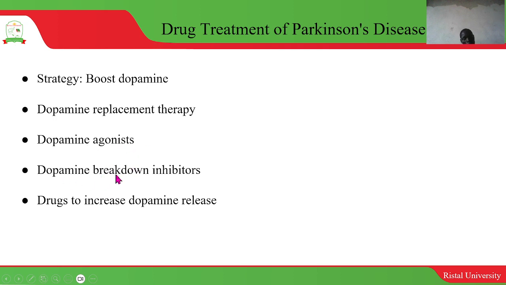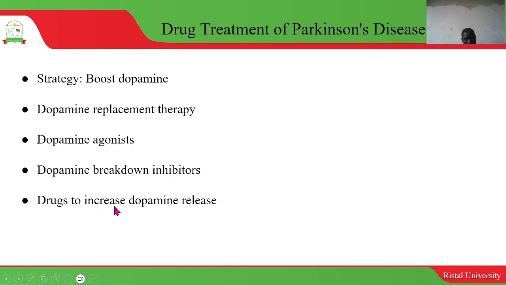Or we give drugs that prevent the breakdown of dopamine within the synaptic space. So these are other ways, these are indirect ways. Dopamine breakdown inhibitors, so that dopamine is present, or we give dopamine agonists, drugs that increase the actions of dopamine.